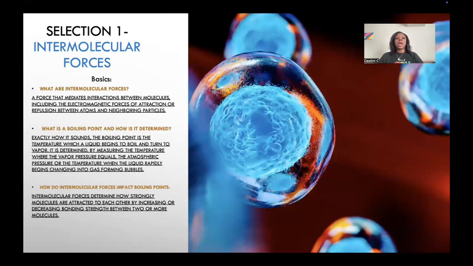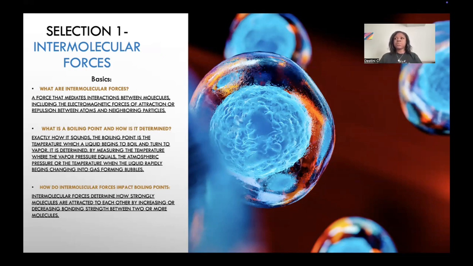So selection 1. When we're talking about intermolecular forces, we are talking about the forces that occur between molecules. So inter meaning between, and molecular meaning molecules. We will discuss the difference between inter and intramolecular interactions. But basically, intermolecular forces are forces that affect the bonding of molecules towards one another and the attraction or repulsion of these molecules with each other, and how they affect the boiling point.